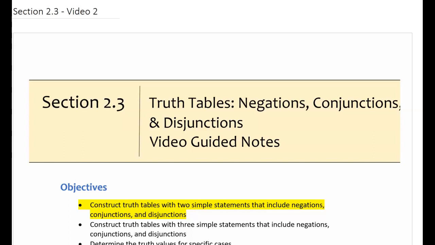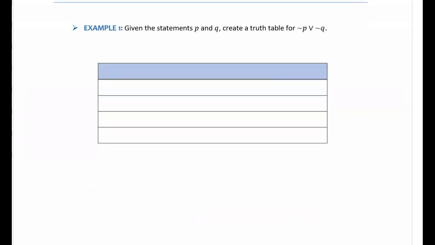Example 1. Given the statements P and Q, create a truth table for negation P, disjunction, negation Q. This can also be spoken as not P or not Q.